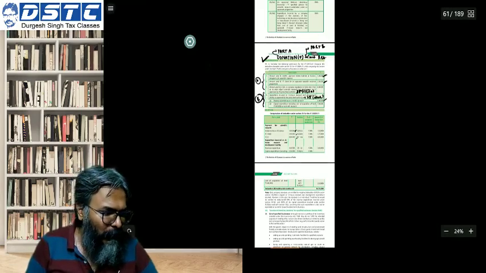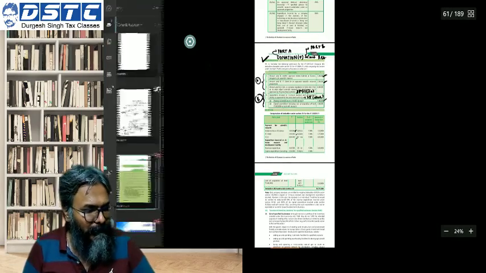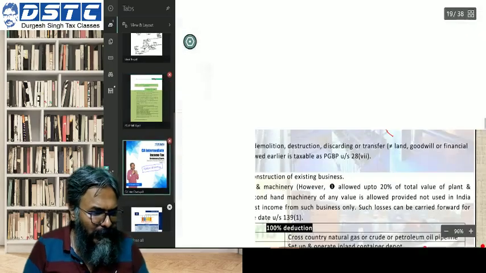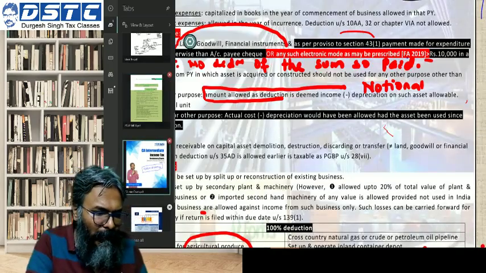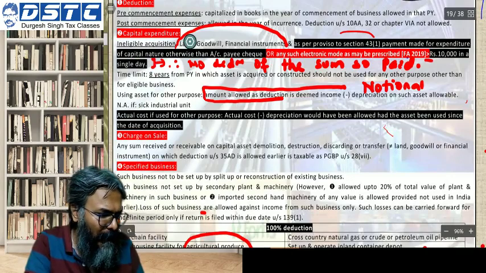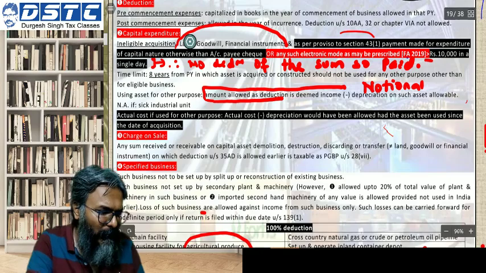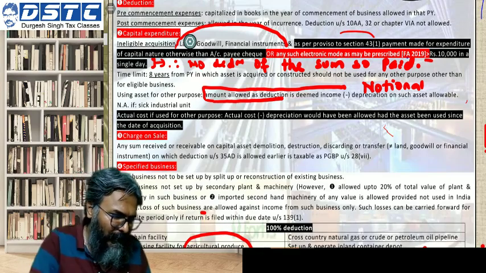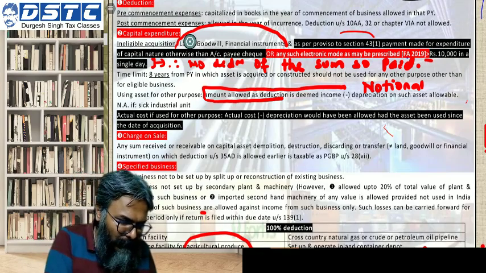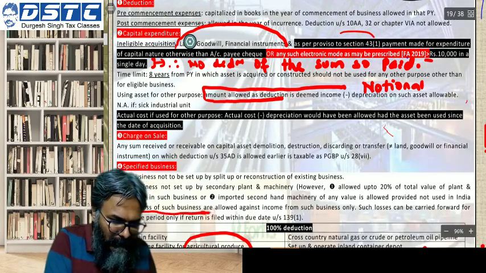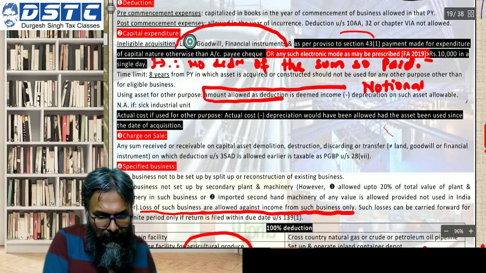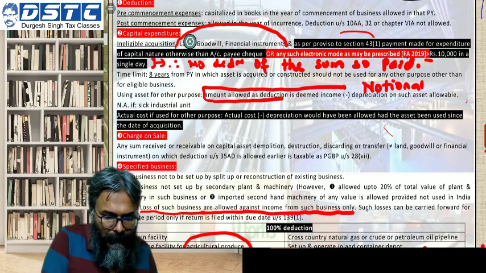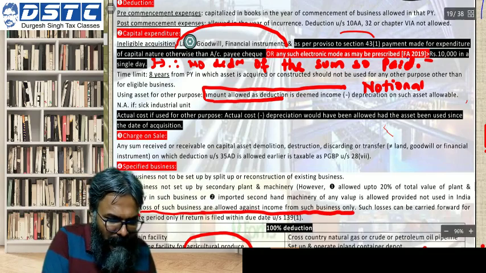Now there's one last point, students, which is about the loss. There is one last point in respect of the loss. The loss of the specified business, students. This is a very typical point. The loss of the specified business. Can you tell me what is the treatment of this loss? This part, students, is the most important part. Two things. This is the first one and this is the second one.